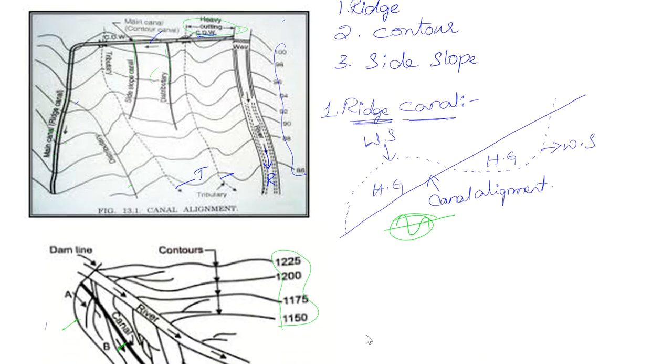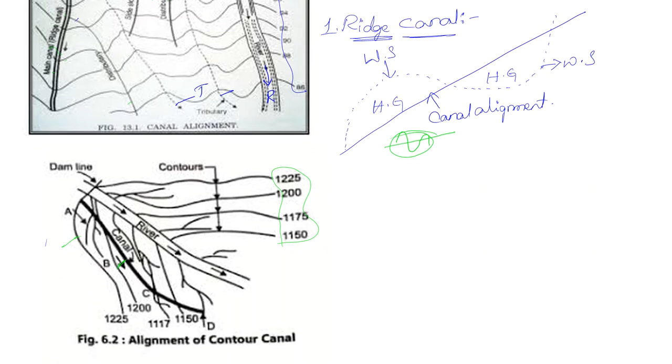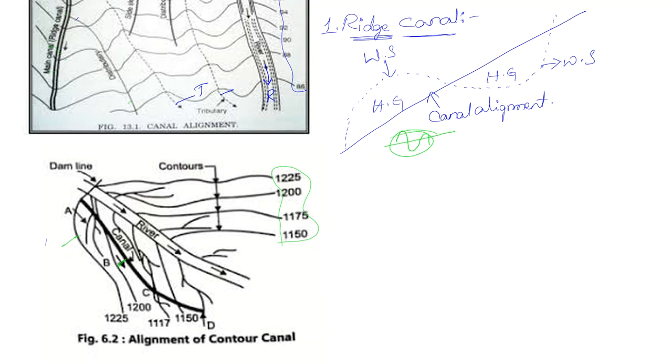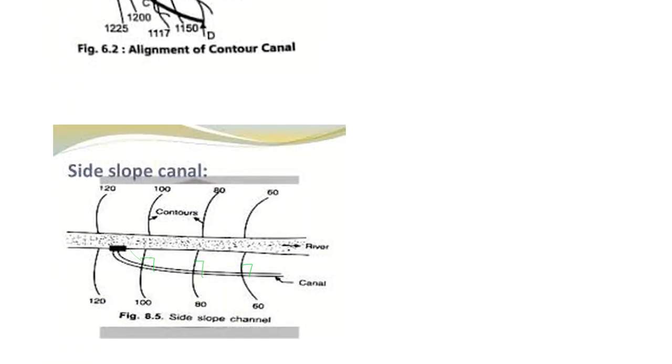Now let us come to the second thing, that is the alignment of a contour canal. As you can see, this contour canal passes through different contour lines, and water will be supplied from the river, and it will have a proper drainage system. And the next thing is side slope canals. As we can see, this is also passing through different contour lines, but here the canal will be at right angles to the contour lines, and it will have a steep slope, and it is going to provide a natural drainage system.